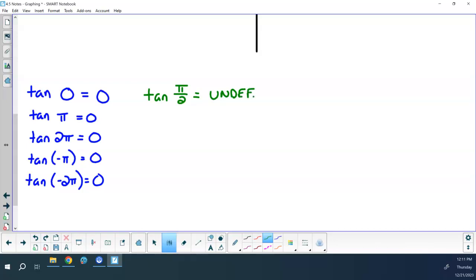So tangent at pi over 2 is undefined. Are there any other spots from negative 2 pi to positive 2 pi where the tangent is undefined? 3 pi over 2 would also be undefined. There's 2 more. What do you got to say? Negative pi over 2.